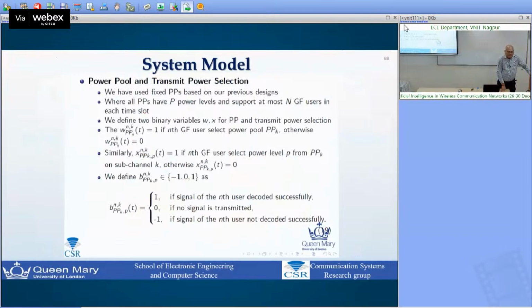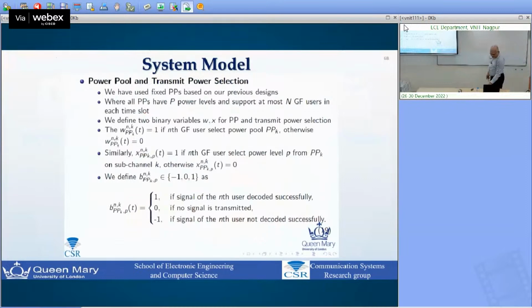For the grant-based user, half of the power should be... it depends on the channel condition. If the channel is very bad, then more power should be given. Then only the grant-based user can meet the threshold rate. Because if the channel is very bad, the grant-based user has to use high power, then only at the receiver can it meet the threshold rate.